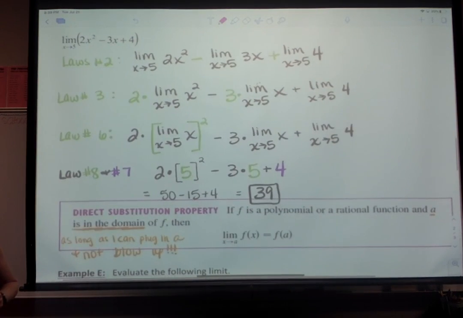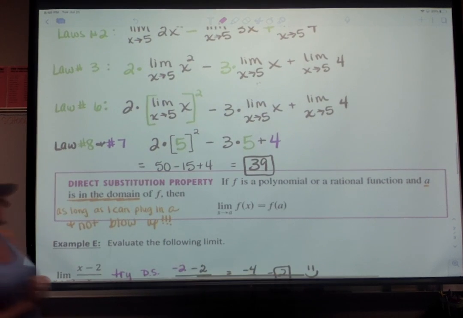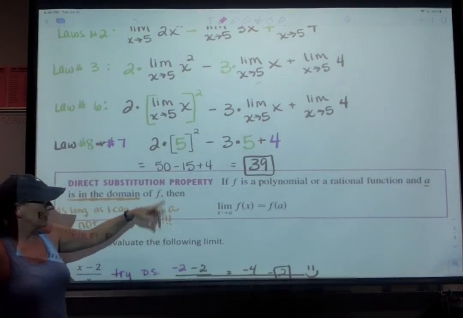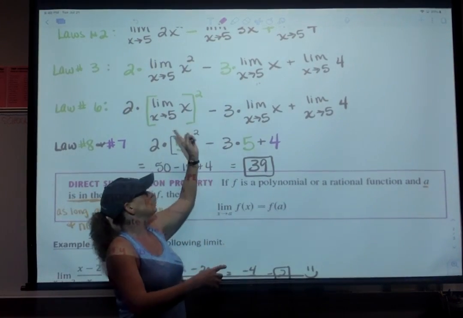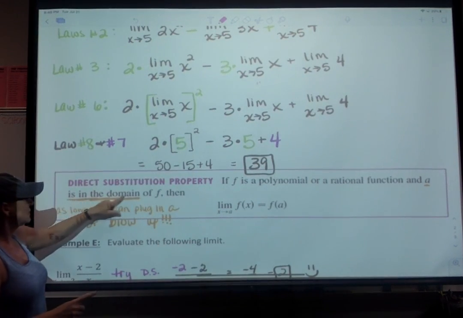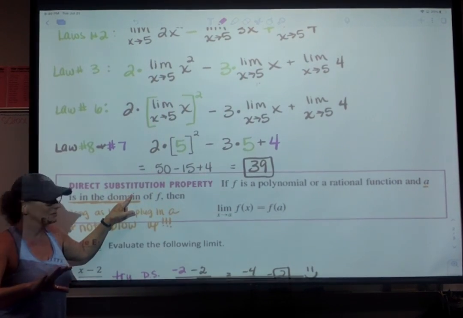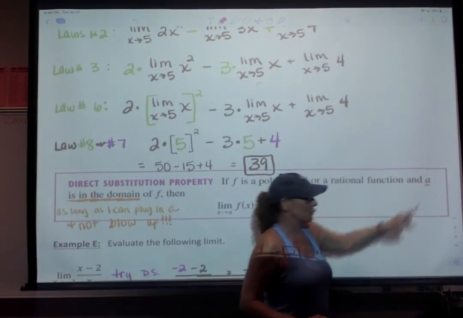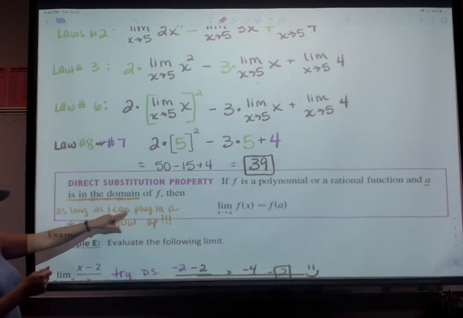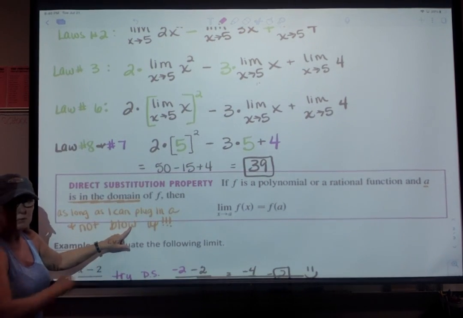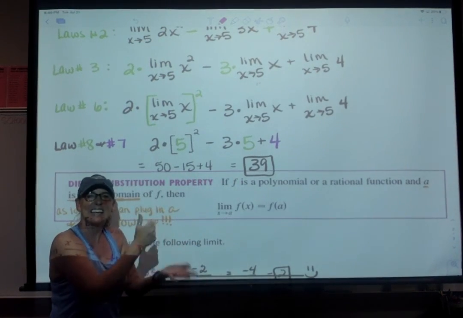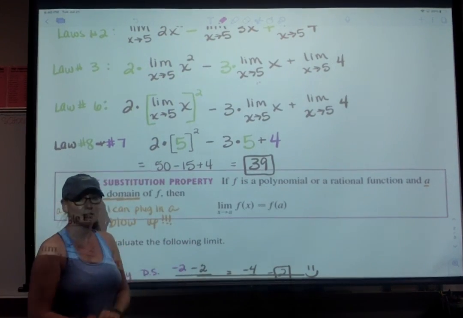You ready for this? Direct substitution property. If f is a polynomial, which in this case it is, or a rational function, and, this is kind of important, a is in the domain. Now wait, you know what that means? It means this number can be plugged in to my function without me blowing up. As long as I can plug in a into my function and get an answer, this direct substitution property works.